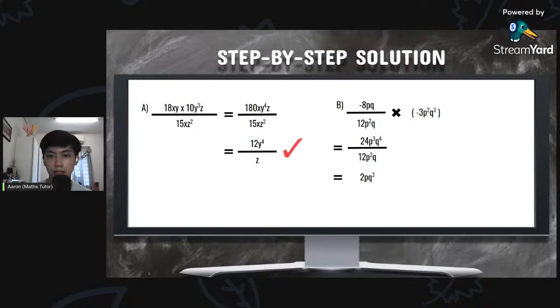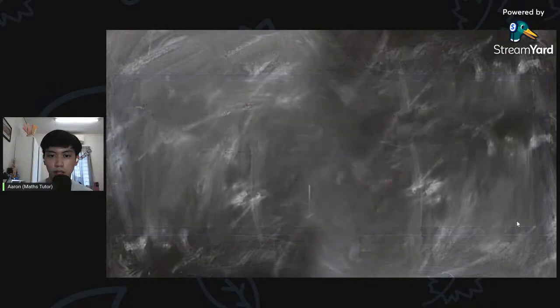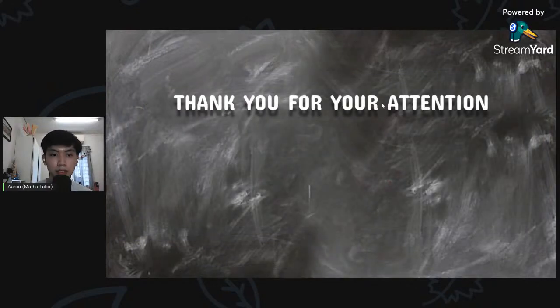So the final answer is how much? It's 2p, sorry, q cube. So 2p q kuasa dengan 3. Then that will be your final answer. That's the simplest form, yang paling ringkas one. So you will get this expression. This is how we solve it. So that's it. Thank you for your attention for today.